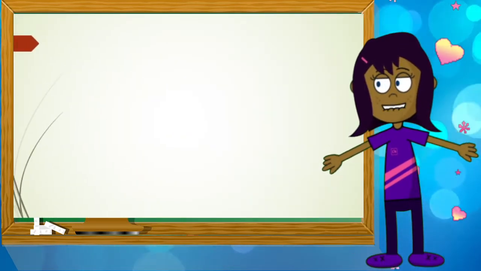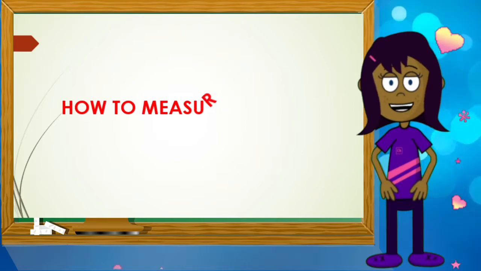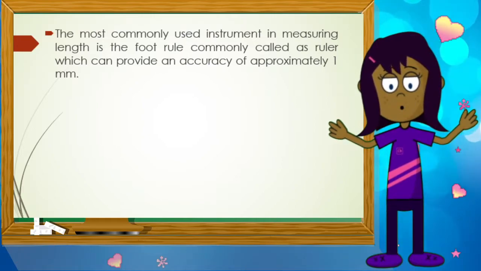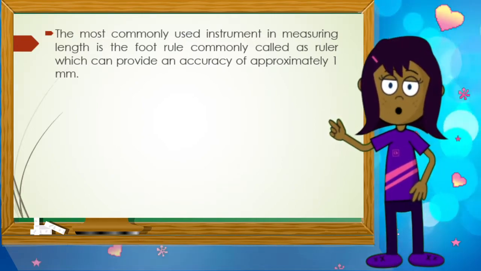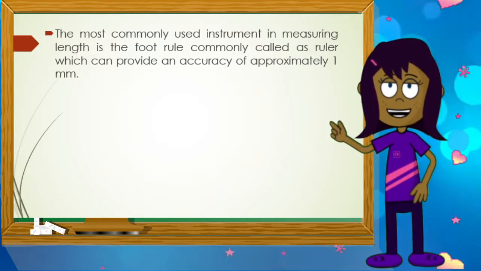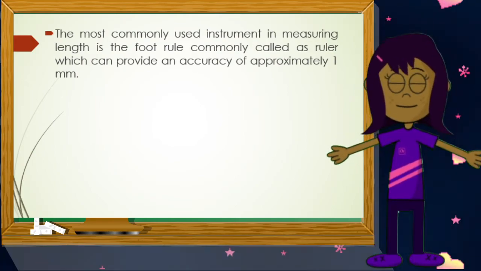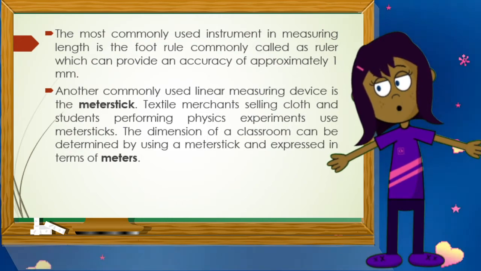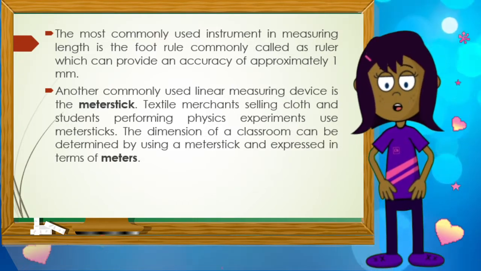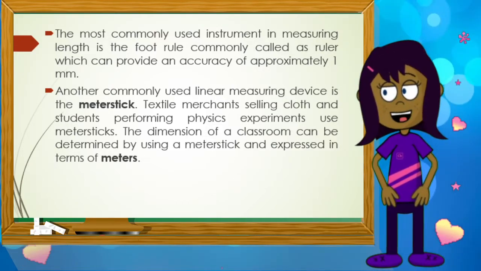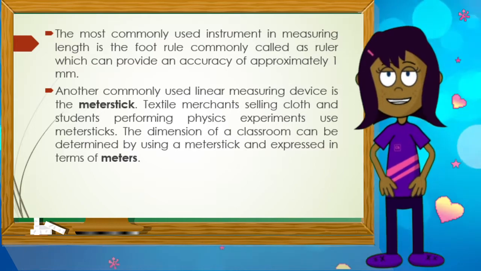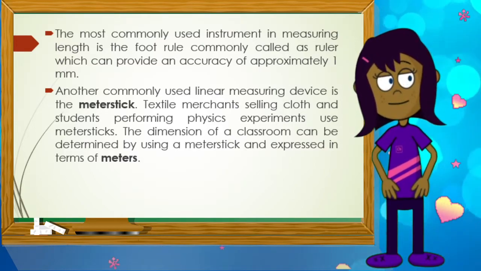So now let's have the first measurement, how to measure length. The most commonly used instrument in measuring length is the foot rule, which is commonly called the ruler, which can provide an accuracy of approximately 1 millimeter. Another commonly used linear measuring device is the meter stick. Textile merchants selling clothes and students performing physics experiments use the meter stick. The dimension of a classroom can be determined by using a meter stick and expressed in terms of meters.